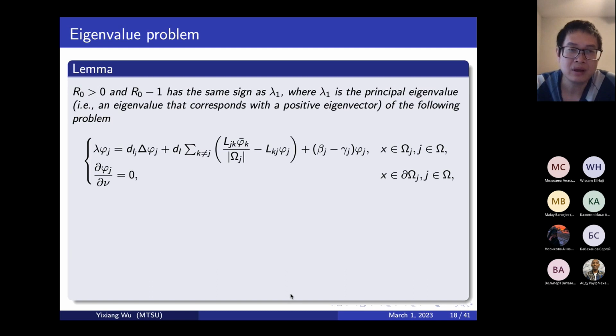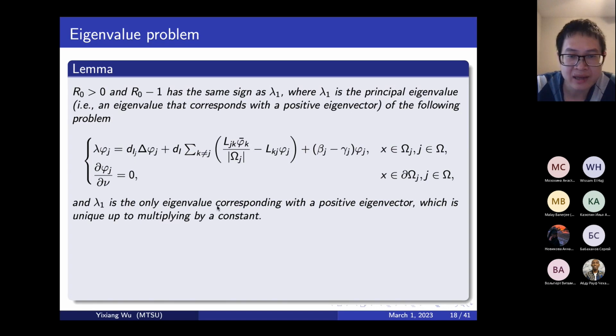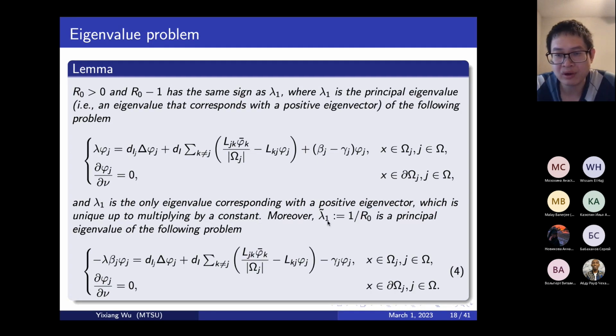Well, then for the basic reproduction number, we can show that it is always positive, and R0 minus 1 has the same sign as lambda 1, where lambda 1 is the principal eigenvalue of this problem. And lambda 1 is the only eigenvalue corresponding with the positive eigenvector. Moreover, lambda 1 tilde equals 1 over the basic reproduction number is a principal eigenvalue of this problem.